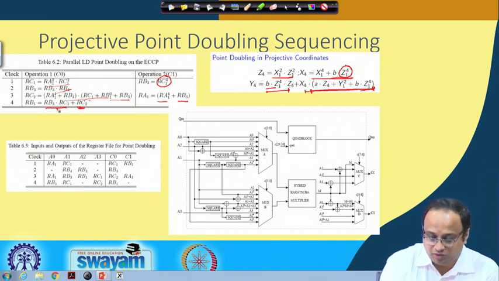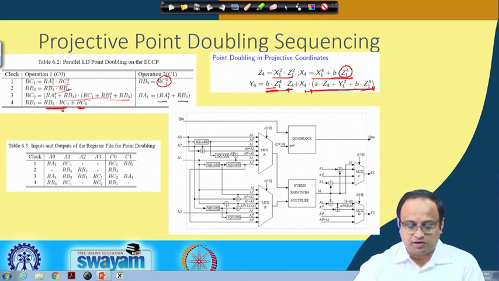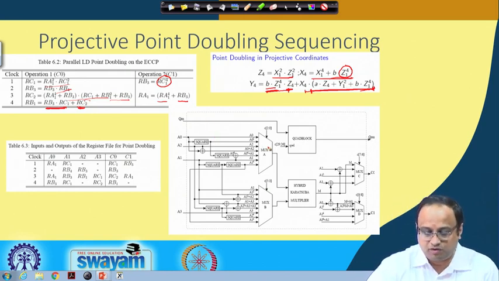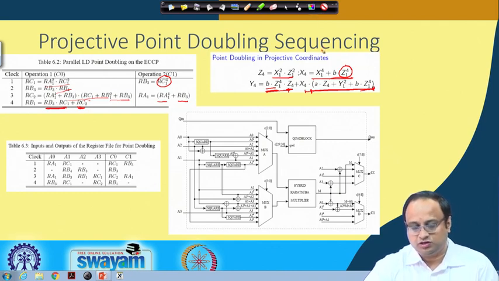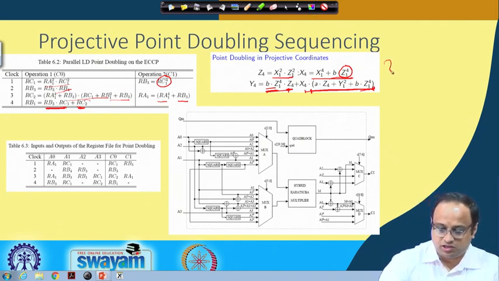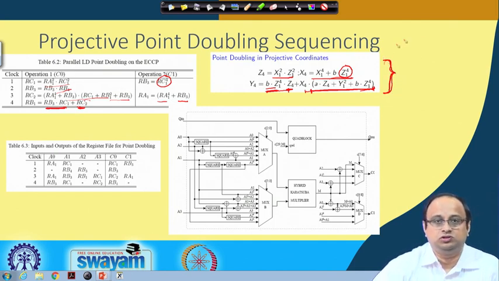RB3 into RC1 stands for this part of the computation, because you already have RB3 storing b z1 to the power of 4. You multiply with this component to get this part. So, this pretty much explains how the 4 clock cycles work, and you essentially perform the doubling operation. I did not derive these equations in the Lopez-Dahab coordinates, but I leave it to you as an exercise to do this calculation.